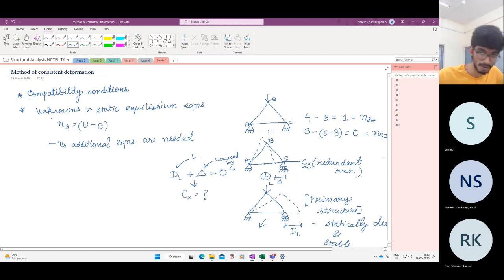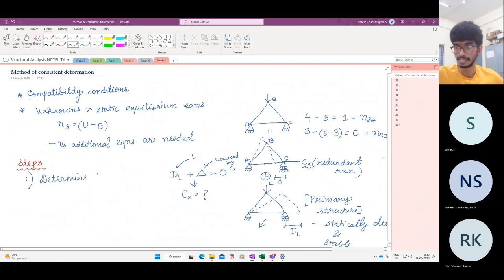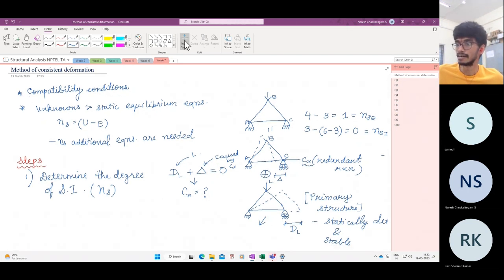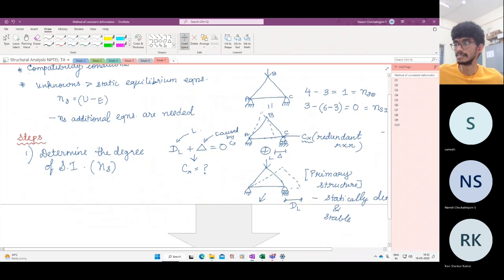So what are the steps to solve the problem? Put them down. Steps. Always, the first step is to determine the degree of static indeterminacy, NS. Only then you will know how many redundant reactions we can remove. That is the idea.